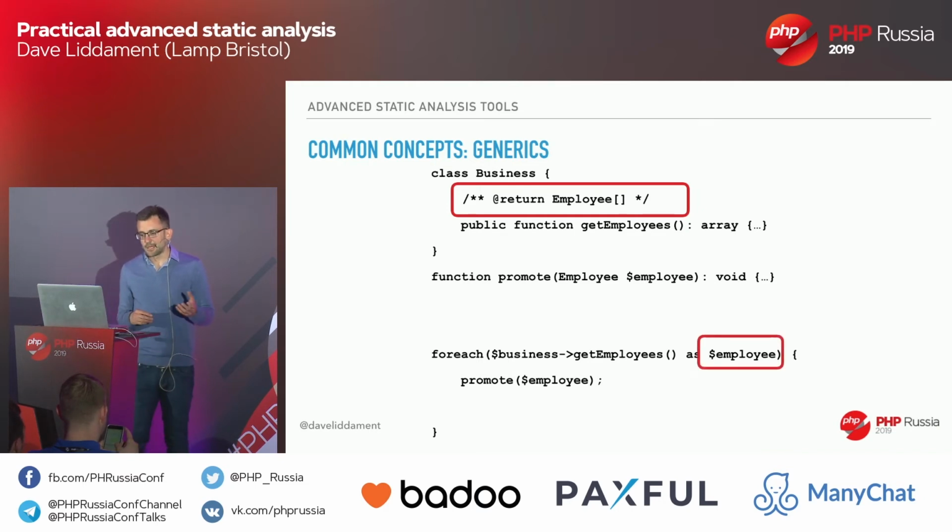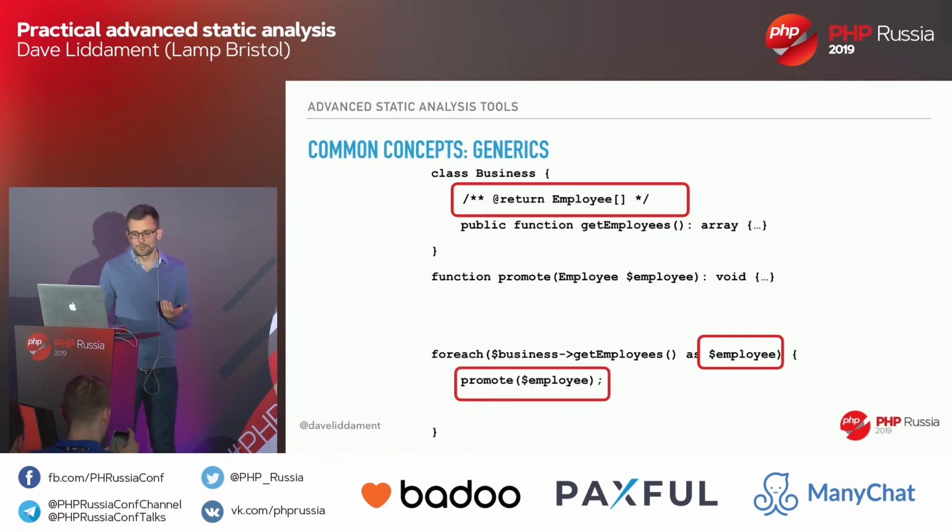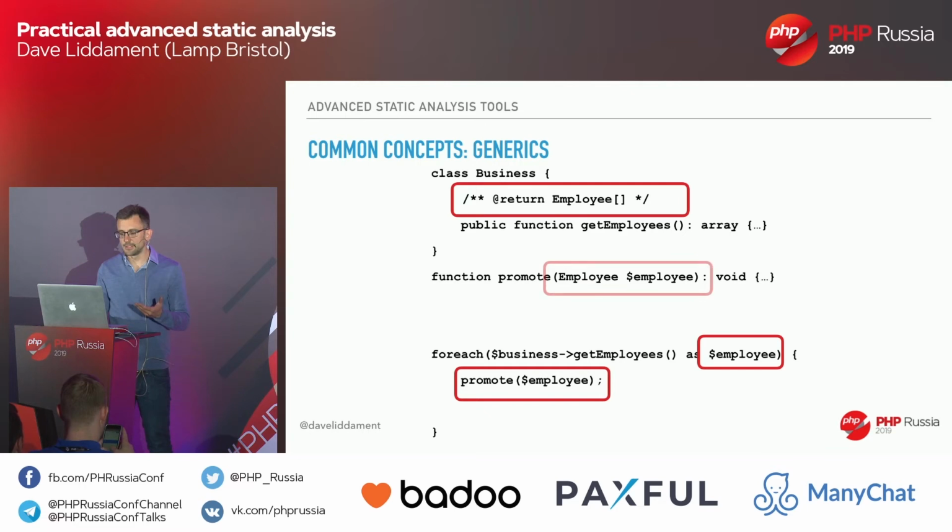So this means that we now know that employee in the foreach loop is actually of type employee. So the thing we're passing to our promote function is an employee, so we know that this code is all correct.